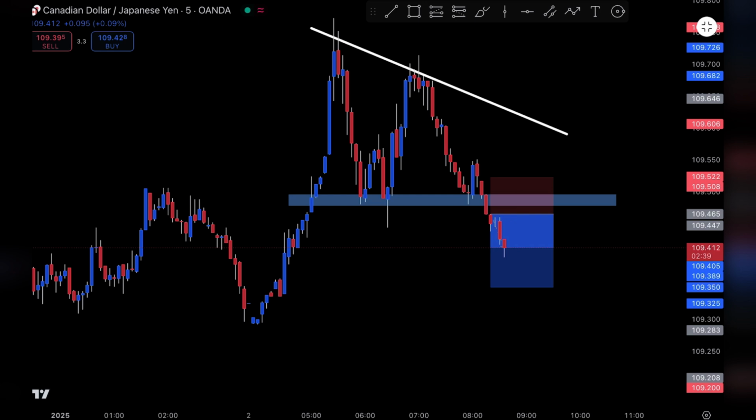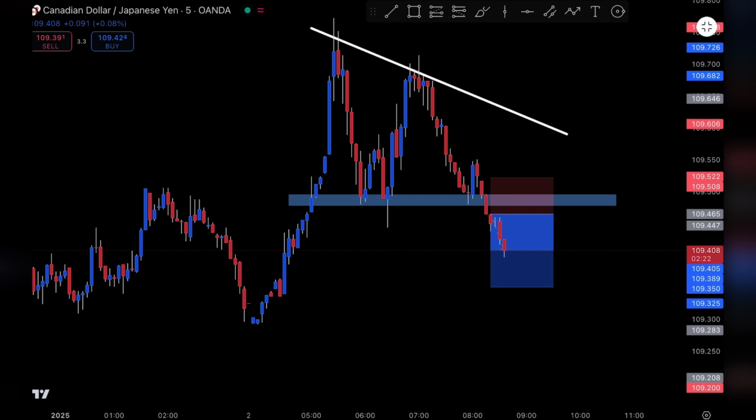Lesson number 1. Always trade with confluence. In this trade, I had multiple factors lining up: the descending trend line, the resistance zone, and the bearish candlestick pattern. When you have several factors pointing in the same direction, your trade becomes much higher probability.